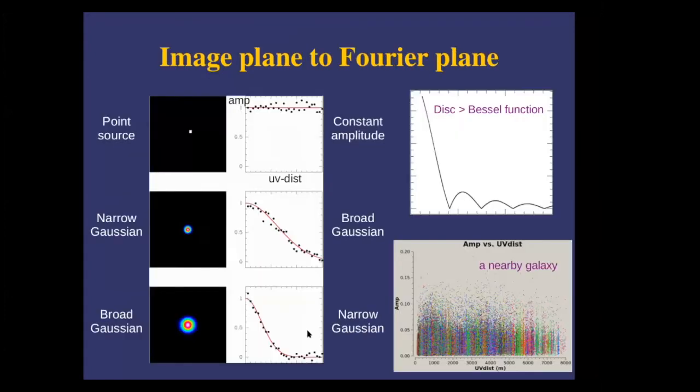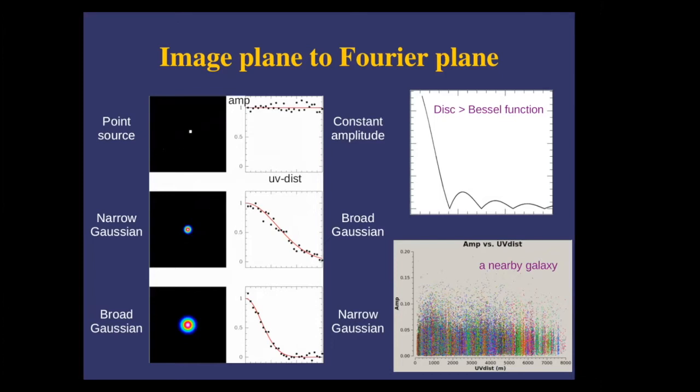So I know that sometimes it's difficult to understand what is in this Fourier plane. We need a little bit of gymnastics to see what's happening. Here I just show some examples. On the left, you have a point source in the sky. In the Fourier plane, if you look at the amplitude of the visibilities as a function of UV distance, you will see that they have a constant amplitude. This is the signature of a very compact point source.